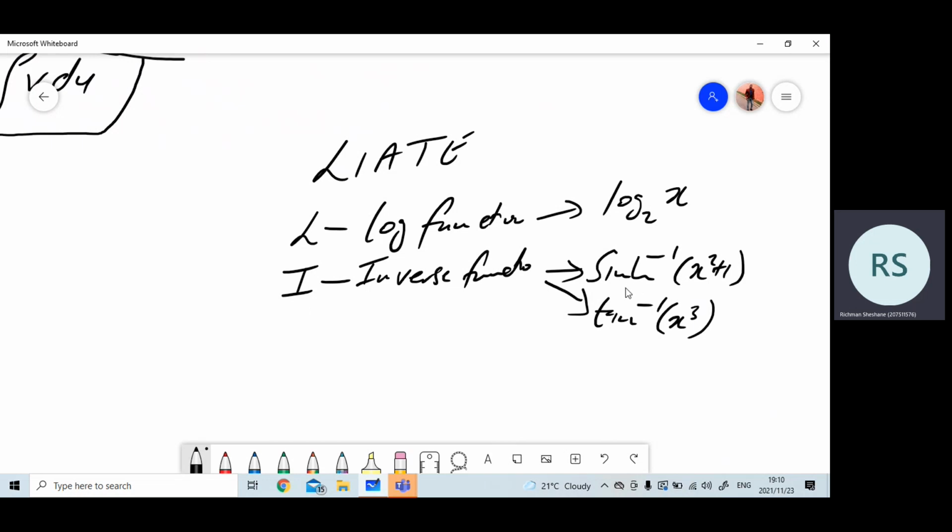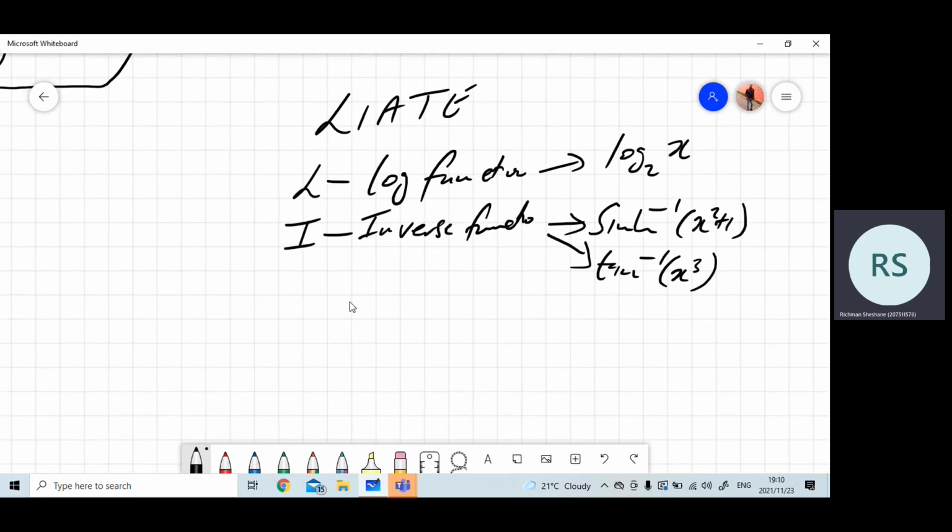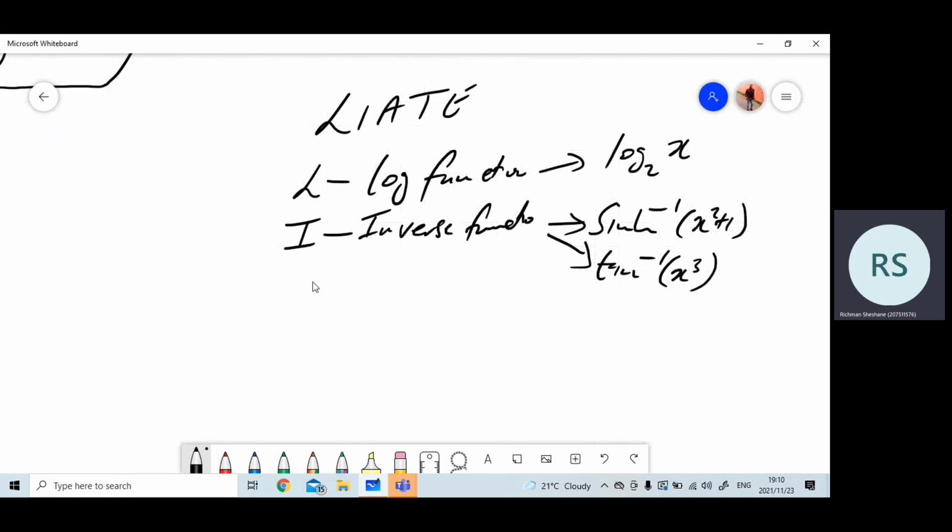It can be inverse hyperbolic functions or inverse trig functions, any function that is an inverse function. I stands for those types of functions. And then we have A. A stands for algebraic functions.